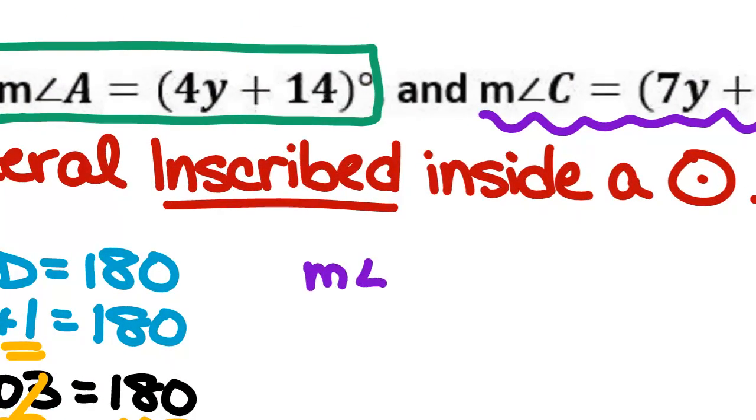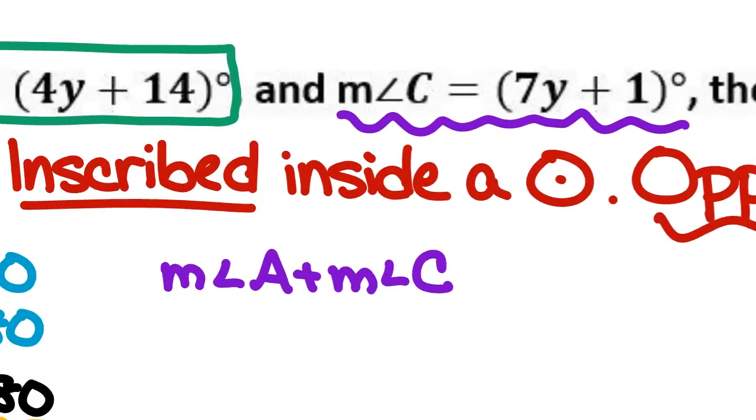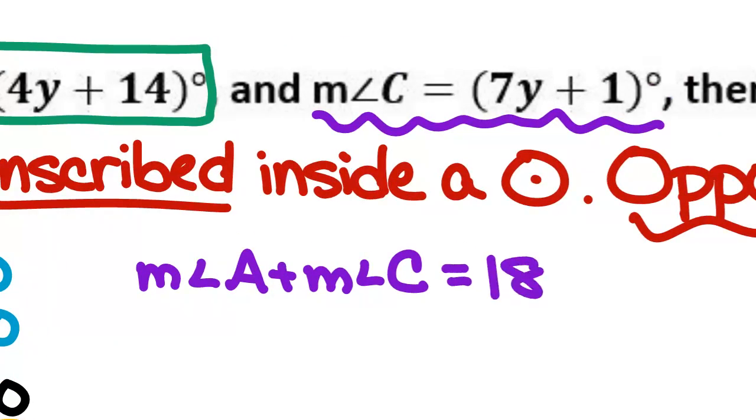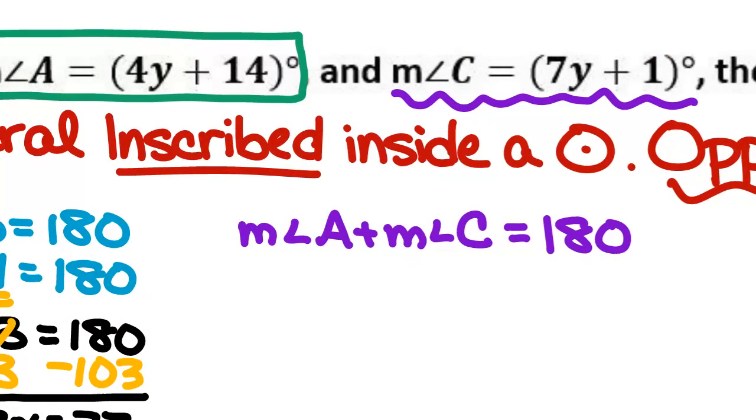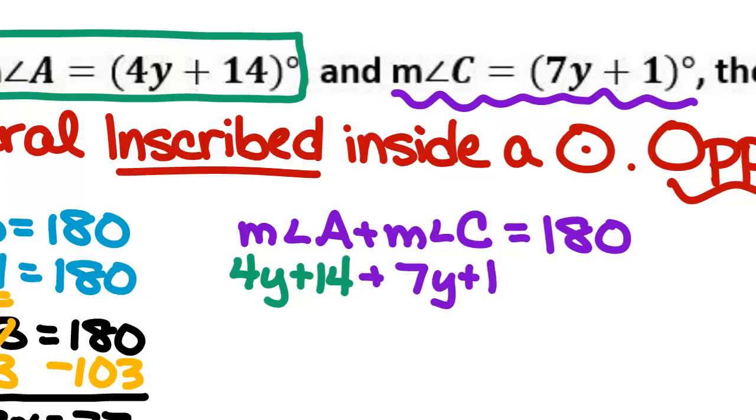The measurement of angle A plus the measurement of angle C is equal to 180. Angle A is 4y plus 14 plus angle C, which is 7y plus 1, equals 180.